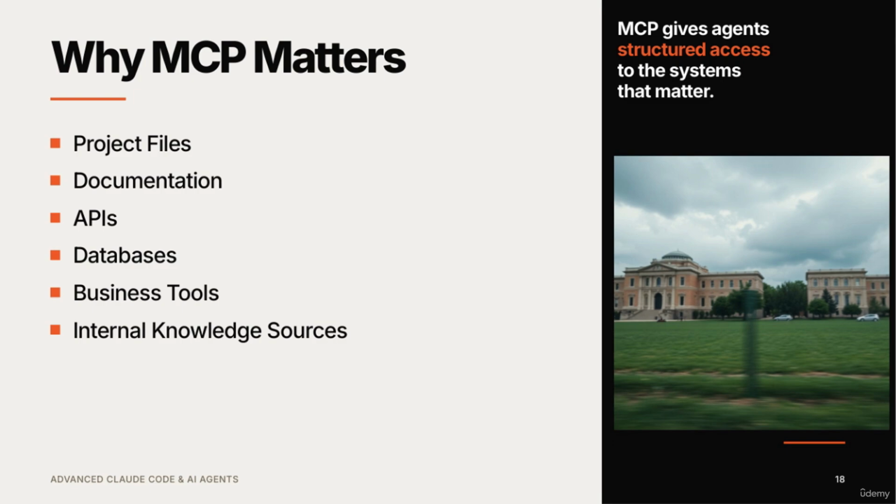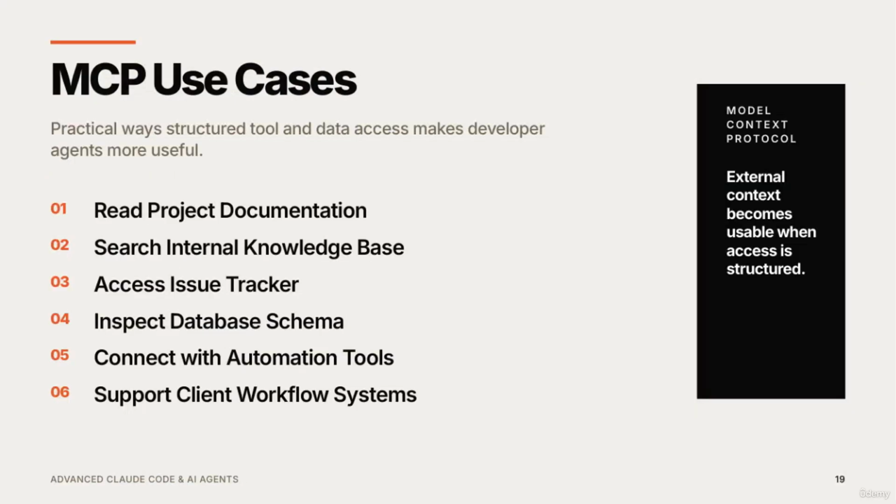Here, we're looking at practical use cases for the Model Context Protocol, or MCP, that show how structuring tool and data access can really enhance the usefulness of developer agents. First, developer agents can read project documentation automatically, making it easier to onboard or retrieve information quickly. Next, they can search internal knowledge bases, which helps in finding company-specific information without manual effort. They also have access to issue trackers, allowing them to pull up relevant bugs or feature requests on demand.